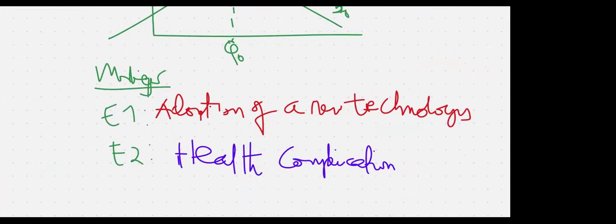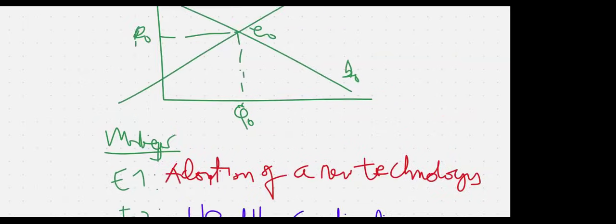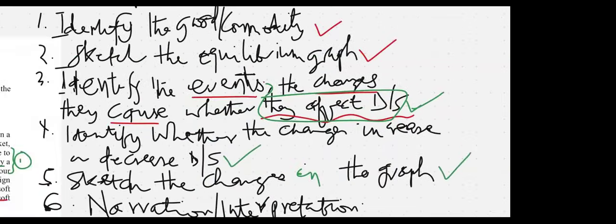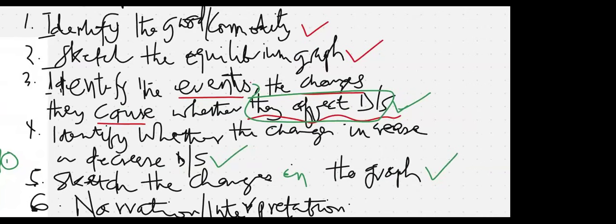When it reduces the cost of production, what does it mean? It means the business will be able to produce more. So that's the change it will cause or bring about. Now, we are still on step 3. Identify the events, the changes they cause. But for the first event, you've noticed the change it will cause.